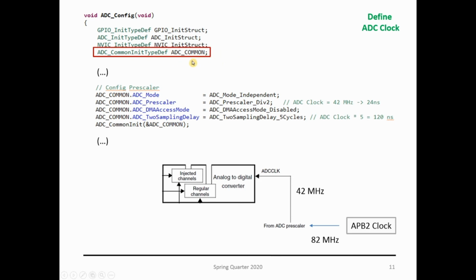We create a new structure called ADC common, and here we have access to the prescaler. We are going to use the ADC in independent mode. The prescaler is going to be 2, so the ADC works out of the APB2 clock, which is running at 82 megahertz. Sorry, this should be 84 megahertz. I'll fix this on the slides. It goes over the prescaler, which is dividing by 2, so I get 42 megahertz on my ADC. I disable the DMA, I don't want the DMA, and I want a sampling delay of 5 cycles.